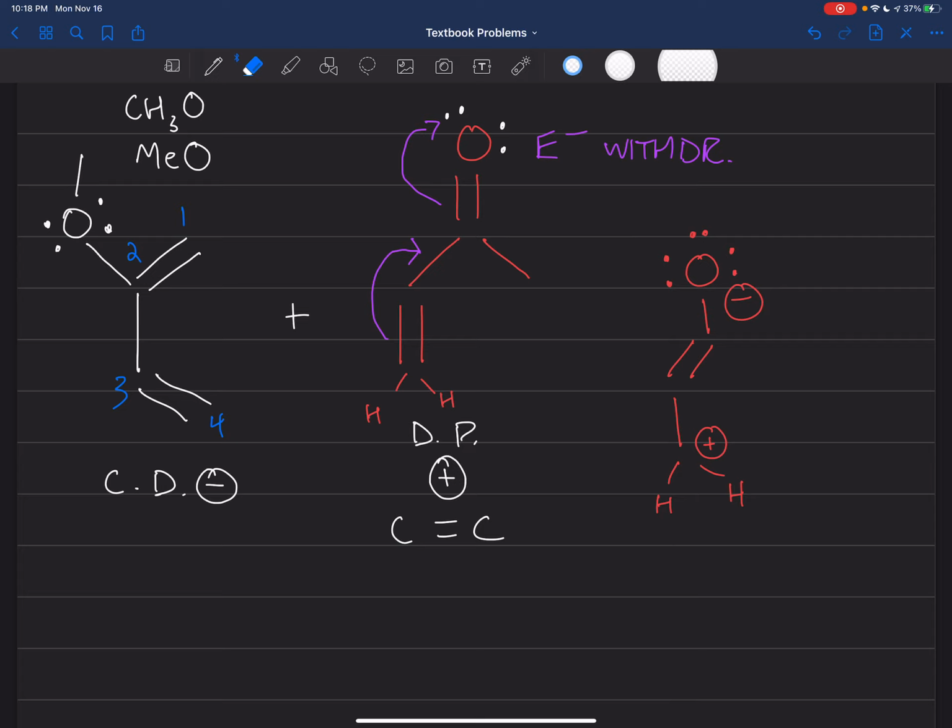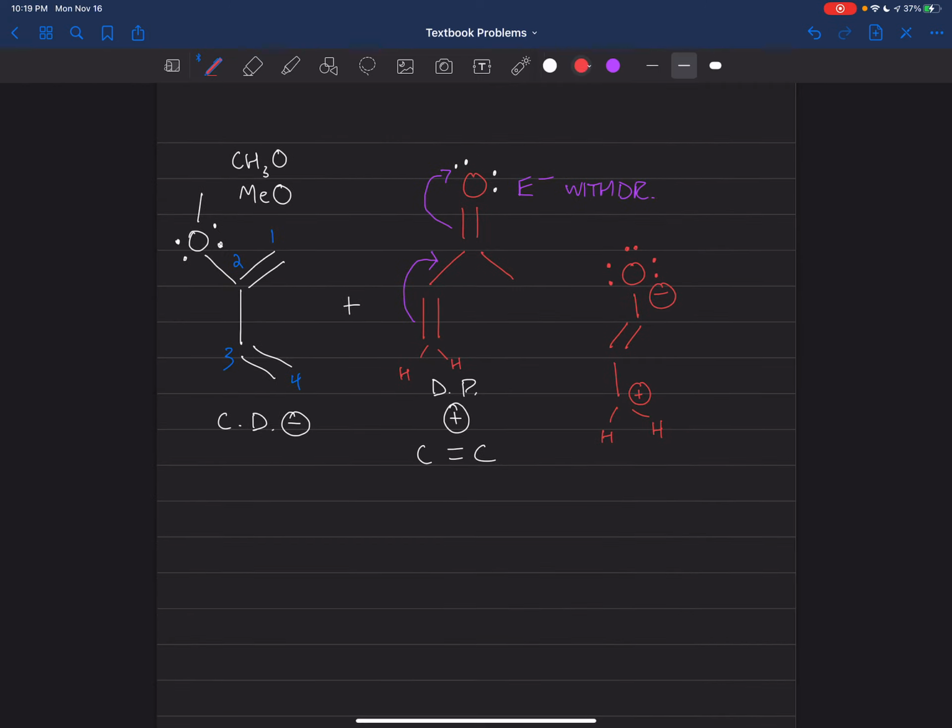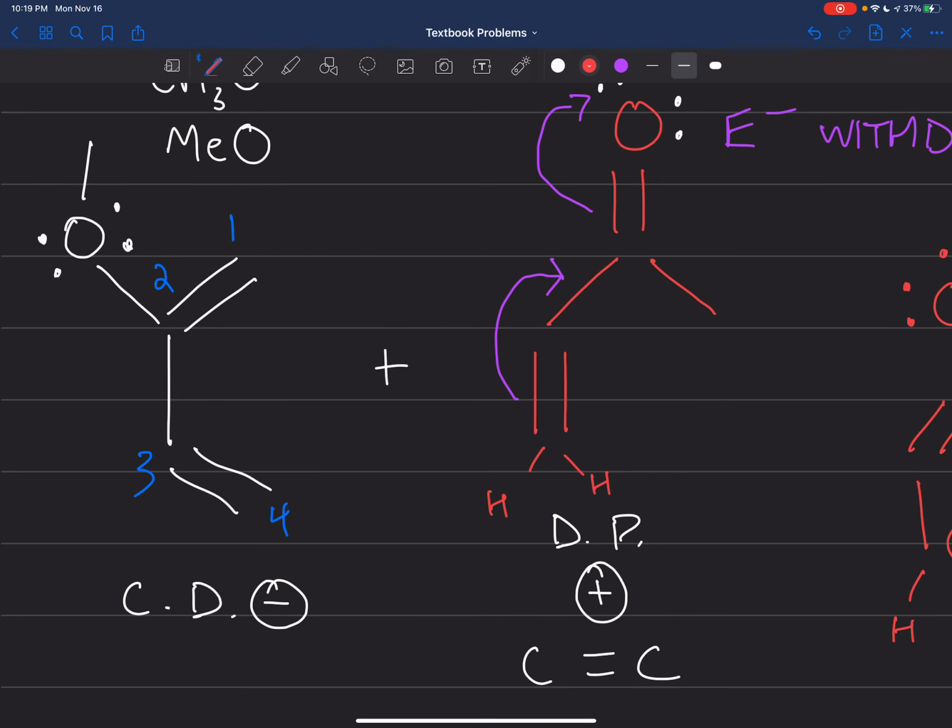What does this tell us? This tells us that when we approach, when we come into our conjugated diene, this carbon is going to be the one that comes in, okay? But it'd be great to have a negative charge to connect to. So let's look at this. Can we make a negative charge here? All right, well, what's happening?